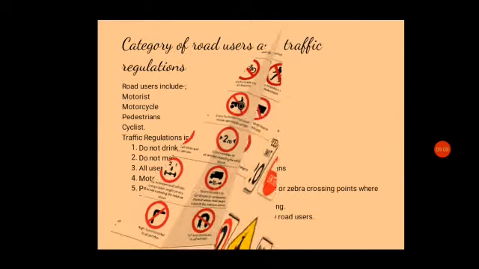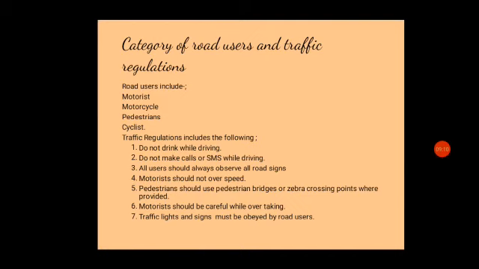You have the left turn, and then you have the no overtaking any four-wheel vehicle by any other four-wheel vehicle. And then over here we have the category of road users and traffic regulations. Now, road users include your motorists, motorcycles, pedestrians, and your cyclists. Those are the road users you find on the traffic.